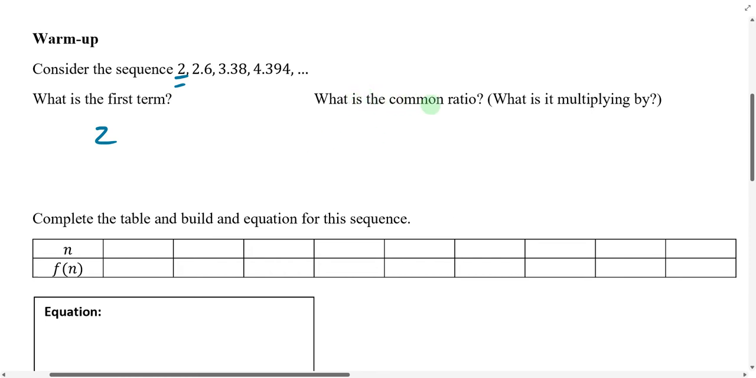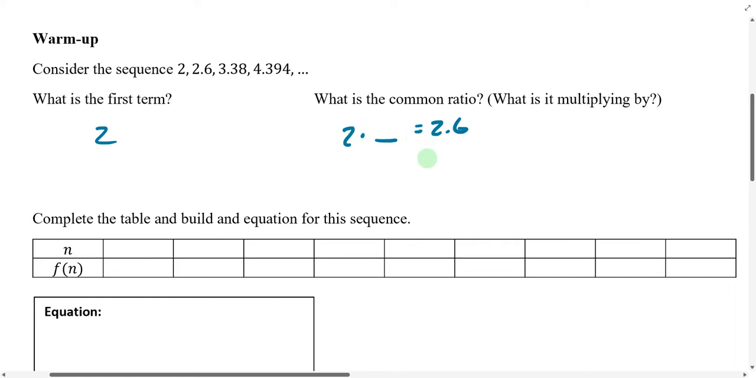Now this one asks, what is the common ratio? And if you remember from yesterday, the common ratio is a fancy way of saying, what is it multiplying by? So by asking this question, they're actually giving us a clue as to what the pattern is. There's some number that we are multiplying by to generate this sequence. So this is a multiplication sequence. If I look at the first two terms here, we've got 2 and 2.6. So there's going to be 2 times some number that gives us 2.6, and we need to figure out what that number is. That's going to be the common ratio.